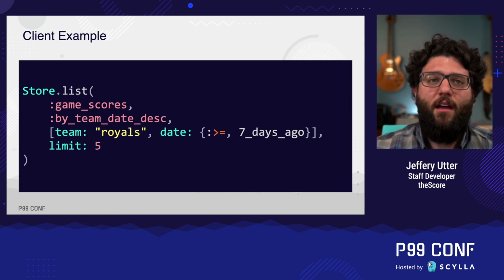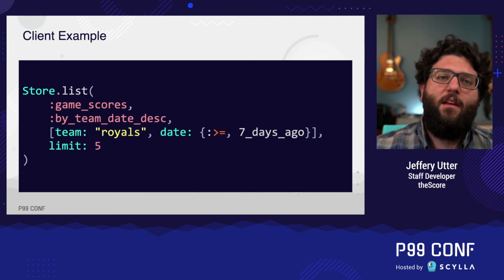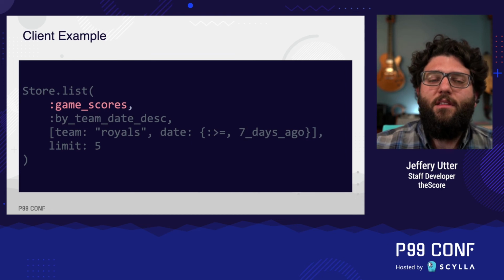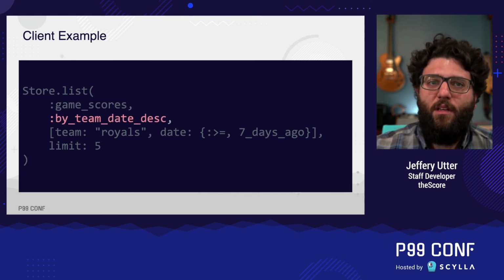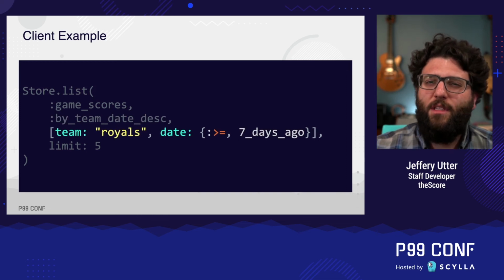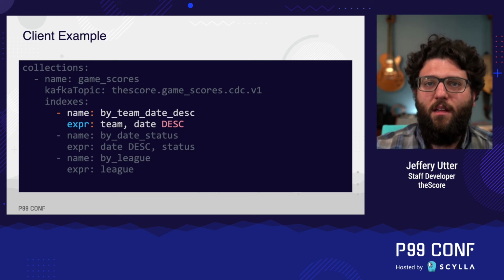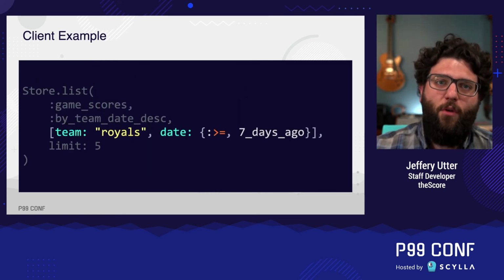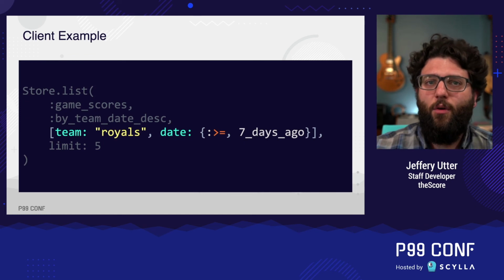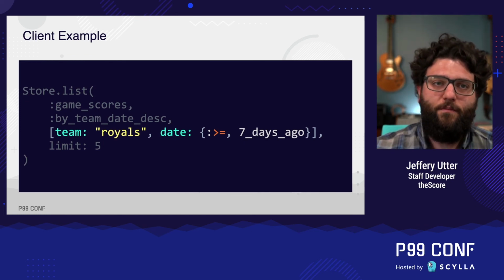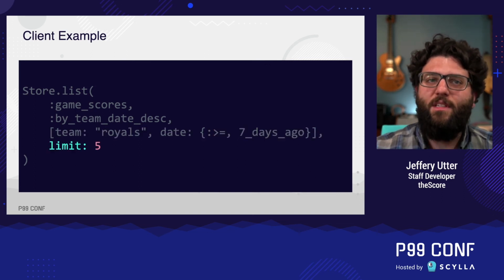On the client side, we call something like this. The first part here is the collection, in this case game scores, followed by the index we want to use. And this bit just kind of fills in the blanks in the index. If we go back to our index, we'll see that the expression was team and date descending. So we're telling it our team is Royals, and we want all the scores that are more recent than the past 7 days. Finally, you have like a little options thing at the end for things like limit.